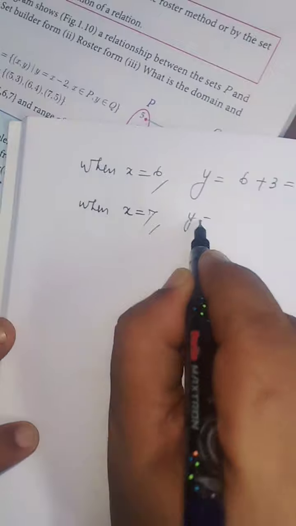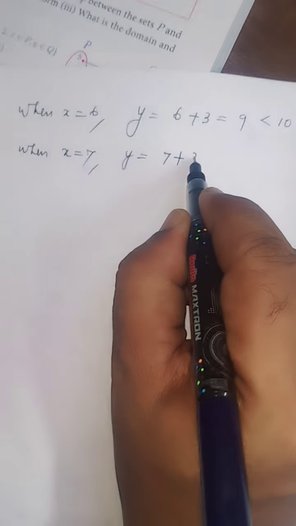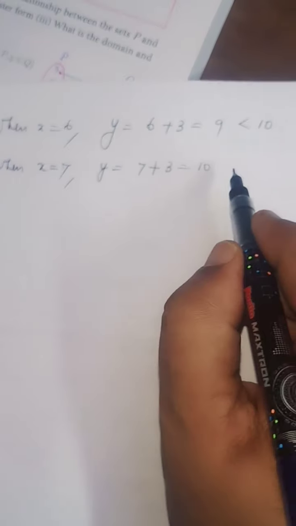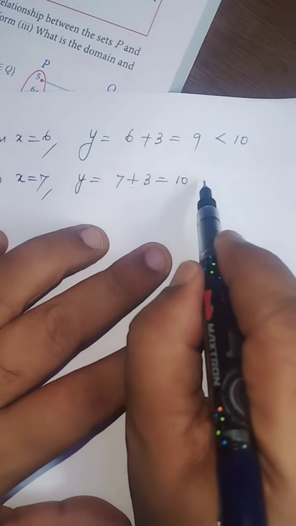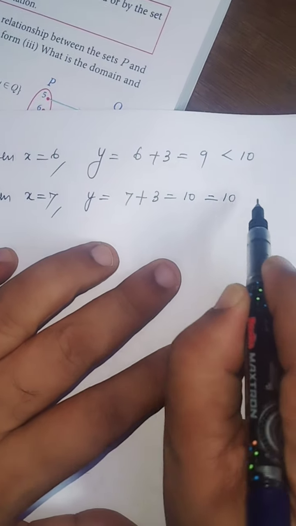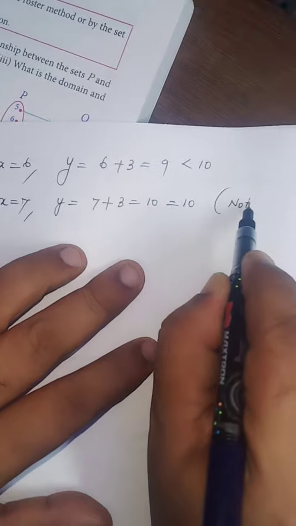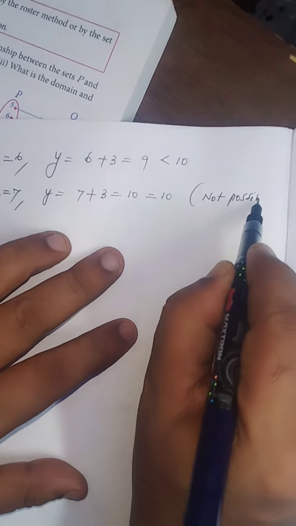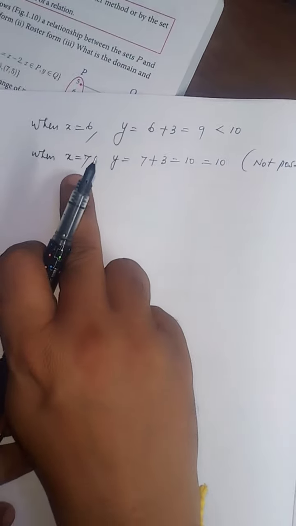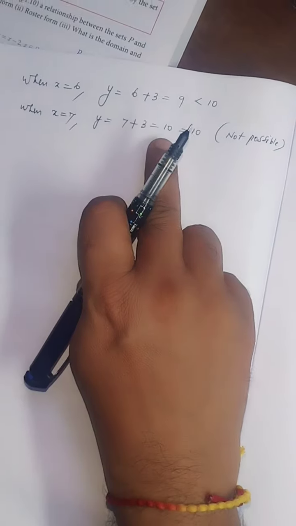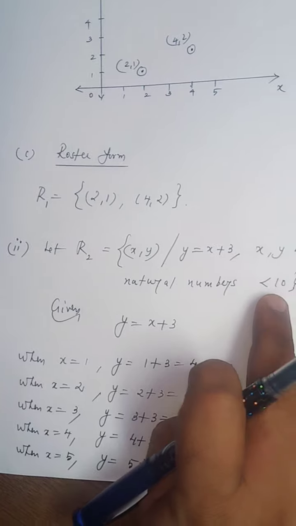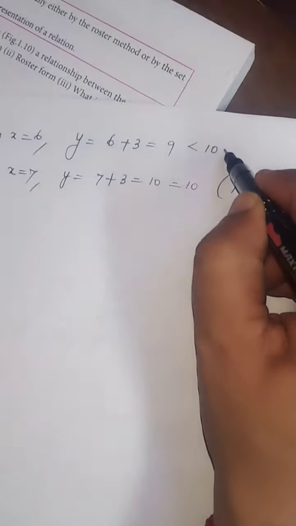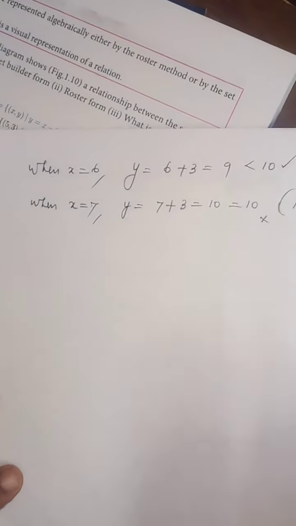What is the value of y? We can calculate. You will be getting 7 plus 3, that is equal to 10, which is not less than 10. This is equal to 10. So not possible. You are not supposed to take 7 because you are getting exactly 10. But what is the condition given here? You have to consider only less than 10. So you stop at this stage. This is not possible.